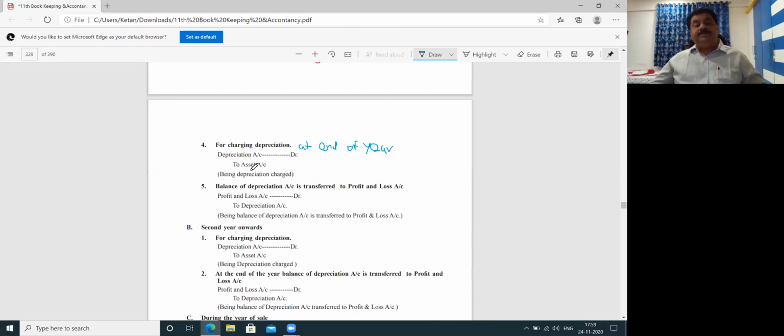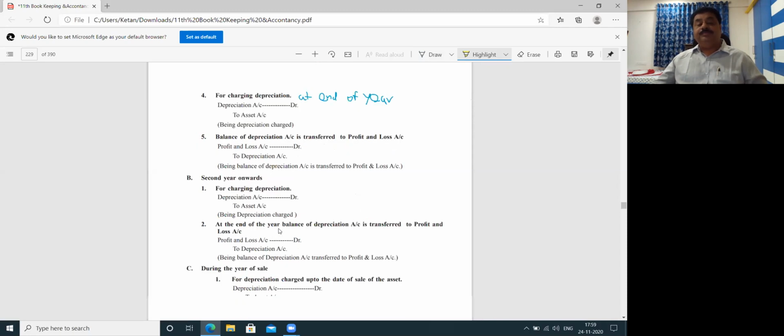So when the depreciation is charged, again, what is the entry? Depreciation account debit to asset account. And when the depreciation is transferred to profit and loss account, what is the entry? Profit and loss account debit to depreciation account.